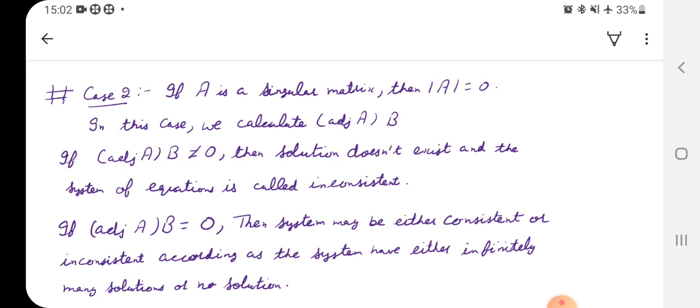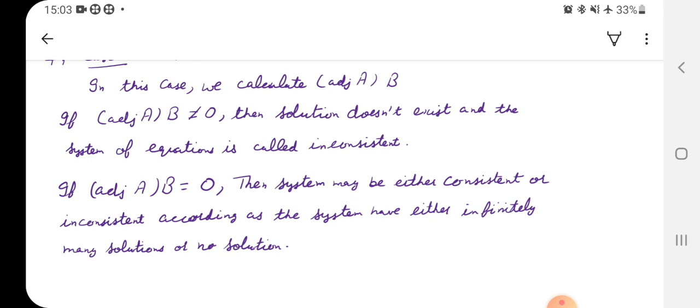We have, if A is a singular matrix, then determinant of A is 0. This all of you know. Now in this case, we calculate adjoint A into B. As you know, we were finding A inverse into B earlier. Now A inverse does not exist, but A inverse is actually what? Adjoint A by determinant of A. The troublemaking term is determinant of A, right? So if I can remove that, just calculate adjoint of A into B. Then if adjoint of A into B is not equal to the O matrix, that is the 0 matrix or null matrix, then the solution does not exist.